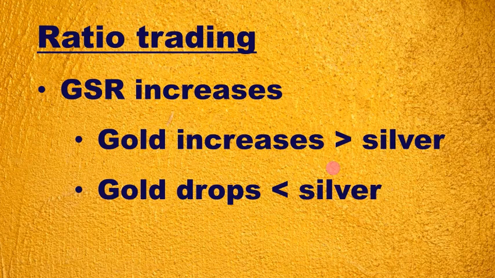Some people have misconceptions about what the ratio actually means when it comes to the price of each asset. The ratio doesn't tell you about the absolute price moves, it just tells you about relative prices. For example, when the gold-silver ratio goes up, it means one of two things. It could mean that the price of gold has risen more than the price of silver has risen, or that the price of gold has dropped less than the price of silver has dropped.